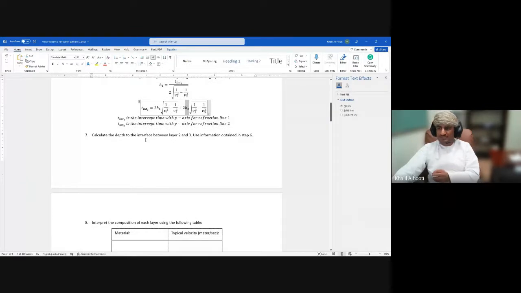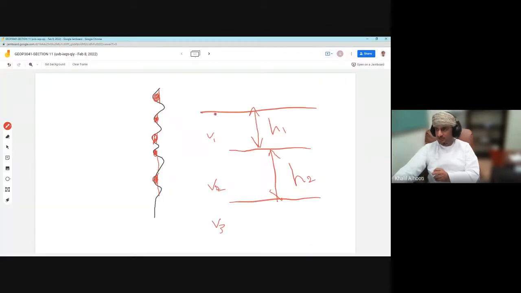So you need to calculate the depth between layer 2 and layer 3. You need to calculate this depth from here up until here. That's layer 2 and layer 3. Simply add these two. H1 and H2 give you the thickness, or the depth, to this interface.